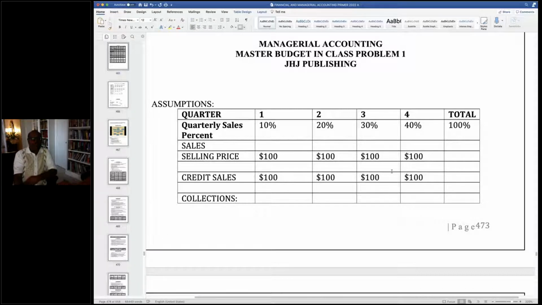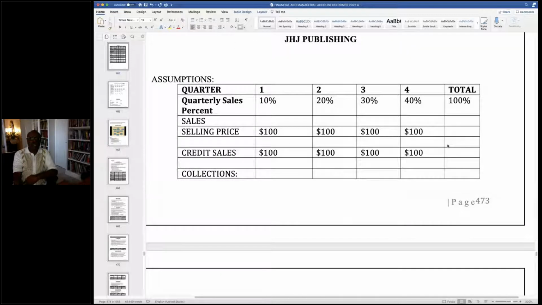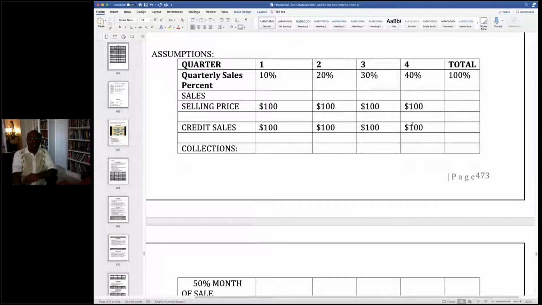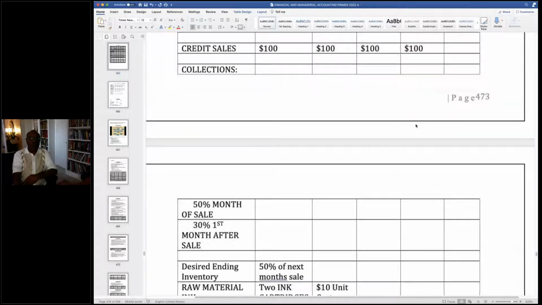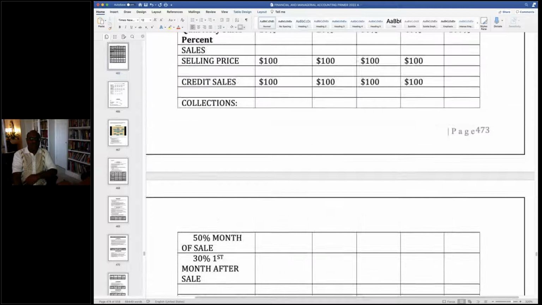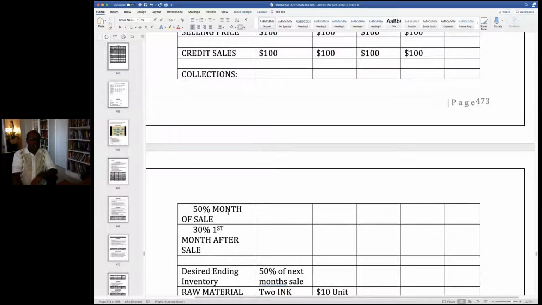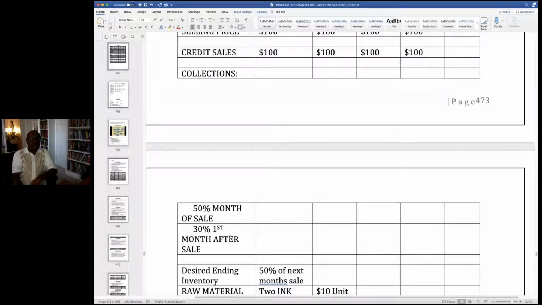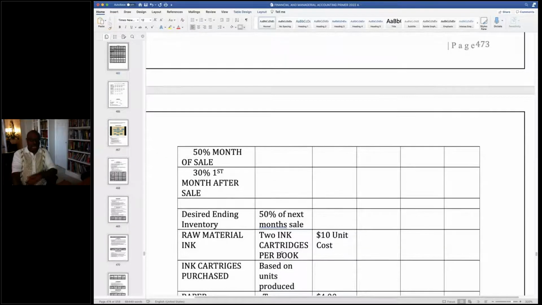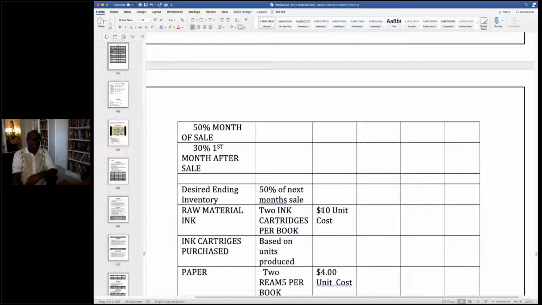So as you work with your project now, you've got to have all of these assumptions that we have here. So these assumptions have to be added. When your sales are going to occur, your selling price, all the sales will be credit sales. That makes it simpler. When you're going to collect your money, we make these credit sales, we collect 50% the month of sale, 30% the month after sale. You have to have a desired ending inventory. You have to show the raw material.